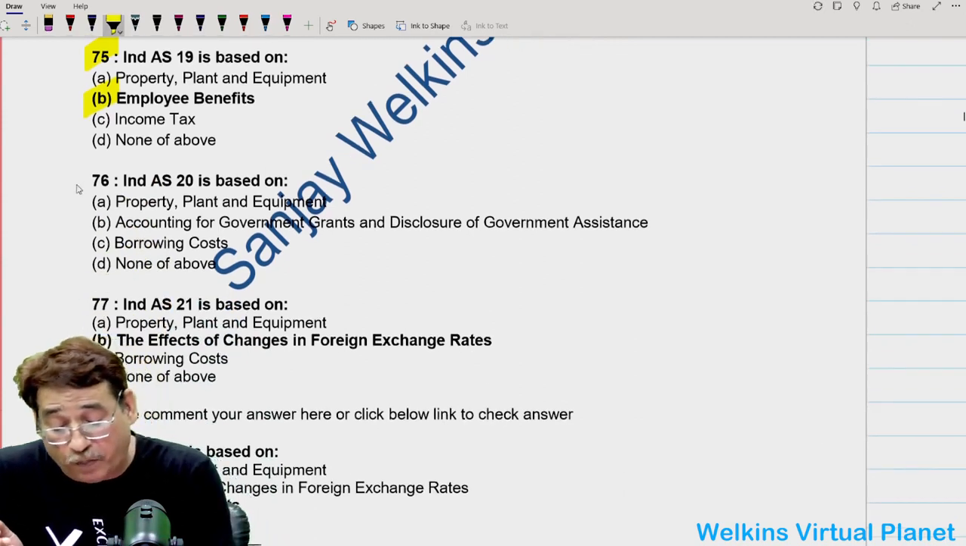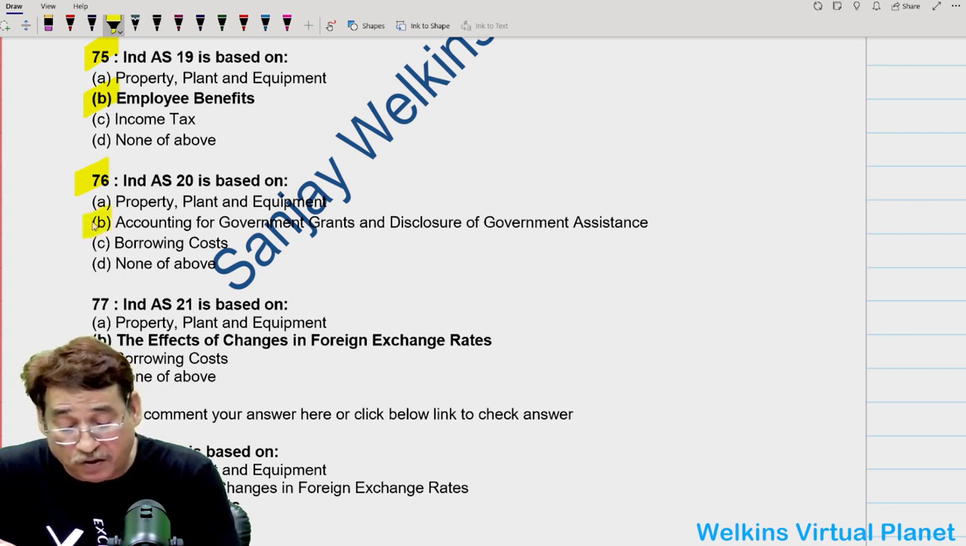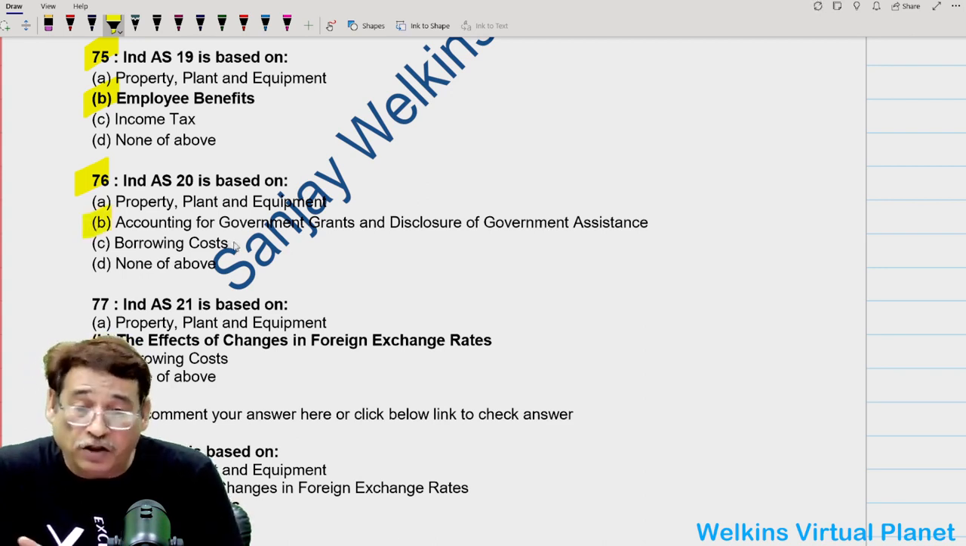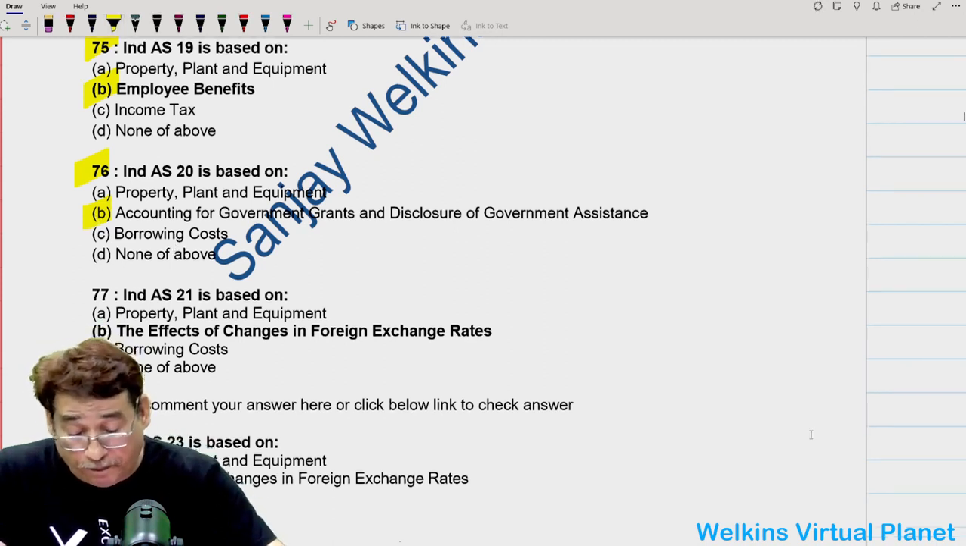Ind-AS 20, there are alternatives given to you. Property, plant and equipment, no. Ind-AS 16 is related to it. Accounting for government grants and disclosure of government assistance, yes, it is related to it, because Ind-AS 23 is related to borrowing cost. So your answer will be B.